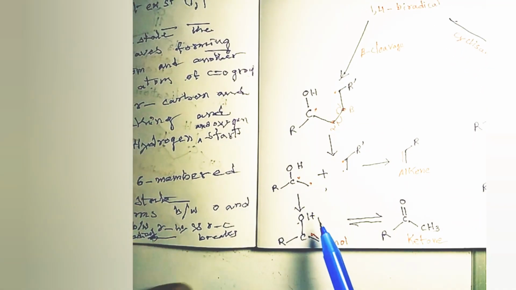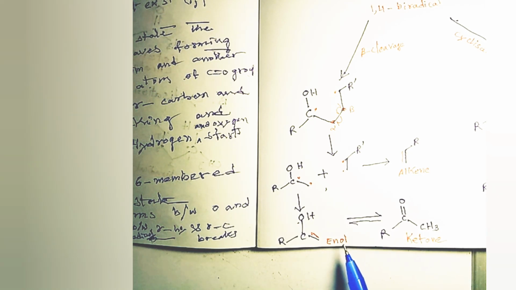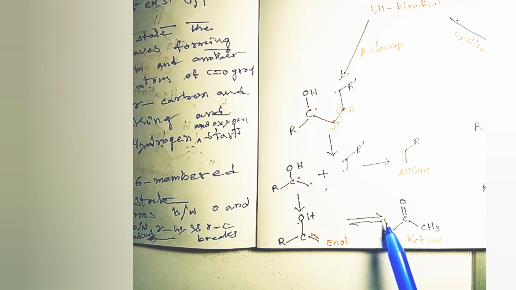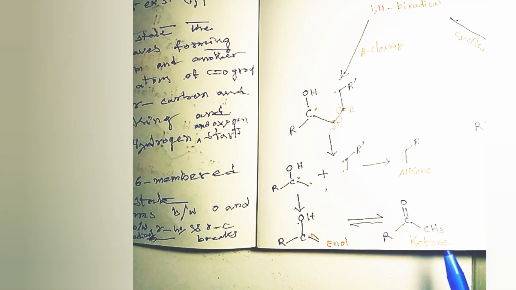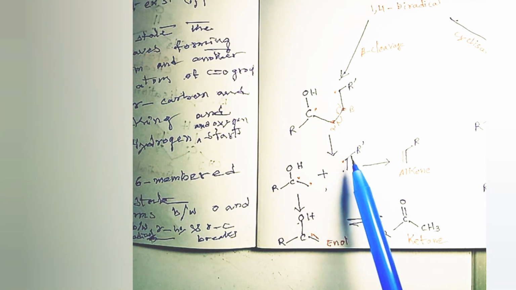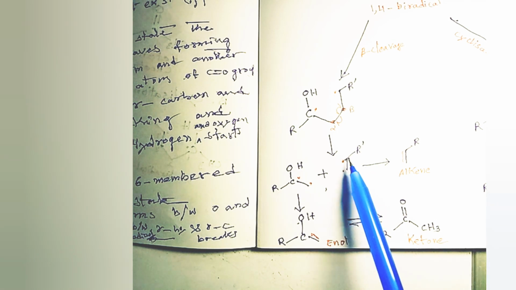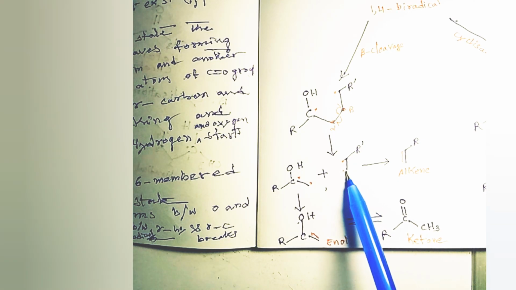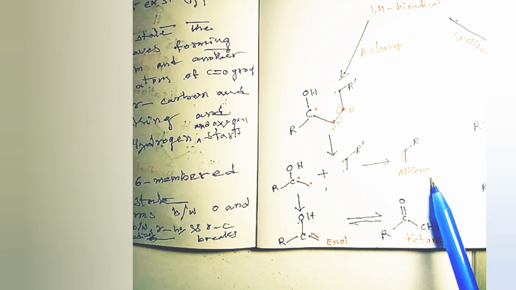This joins together to form OH R single bond C double bond CH2. This is an enol. This can tautomerize to give us a ketone, R single bond C double bond CH3. This is nothing but a ketone. Now the other product is R prime single bond, one radical, and another radical on the beta carbon here. These two radicals will join to form a bond, giving us an alkene.